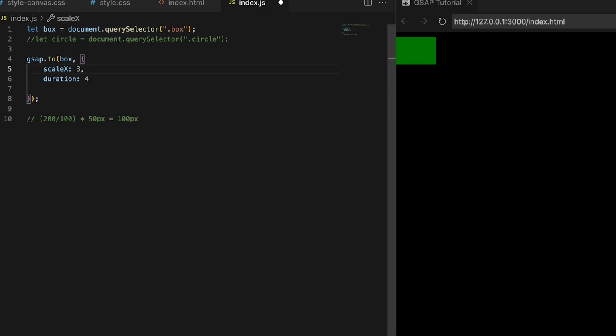I'm putting here 3, which sets the scaling factor of an element along the x-axis to 3. And scaleY is the same, but this will set the scaling factor of an element along the y-axis to 3.